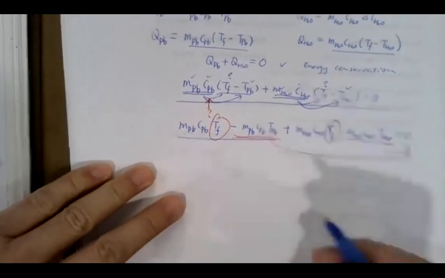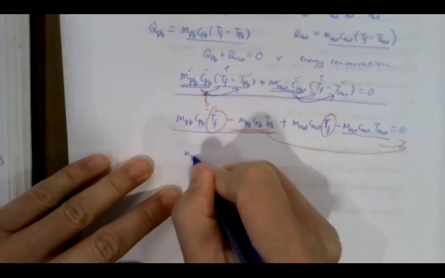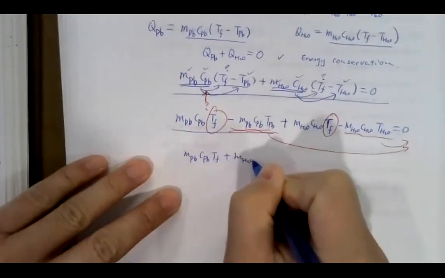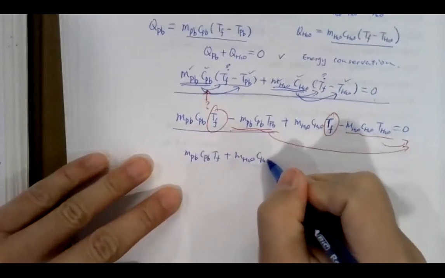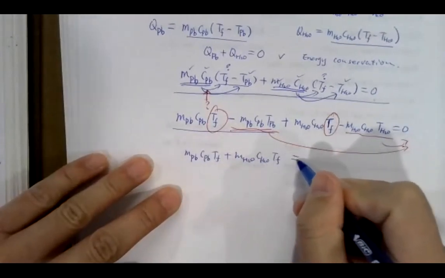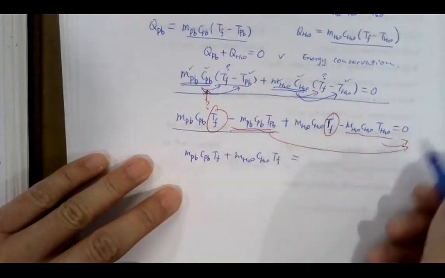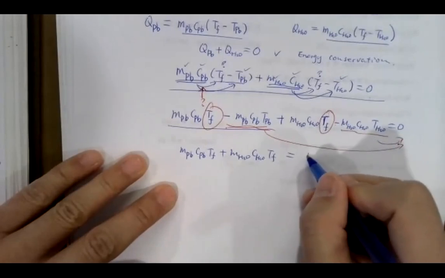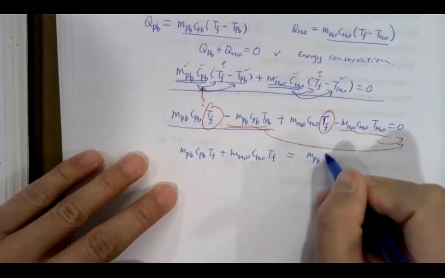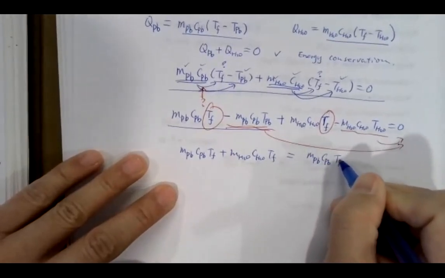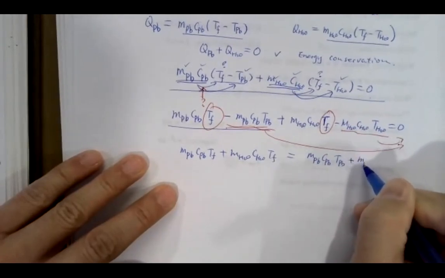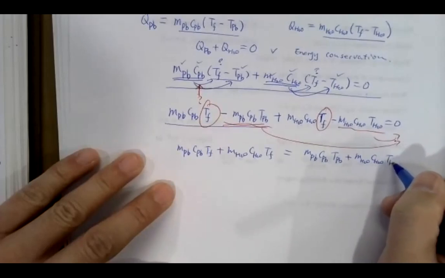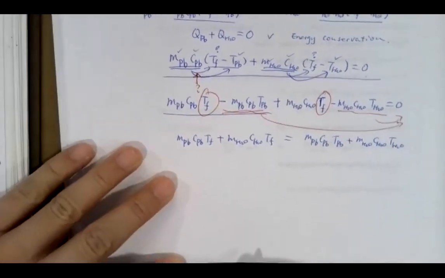So adding these two up, you'll get M_PB C_PB T_F plus M_H2O C_H2O T_F, and then equals, you move those two terms to the other side of the equation. The negative sign becomes positive. So M_PB C_PB T_PB plus M_H2O C_H2O T_H2O on the other side of the equation.